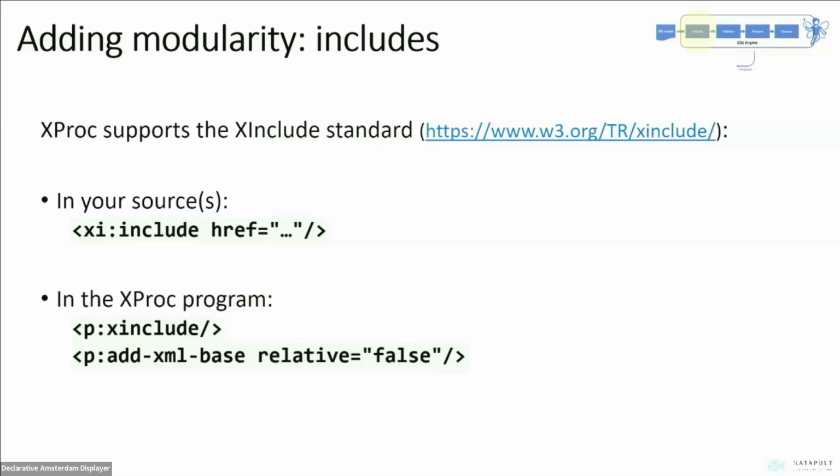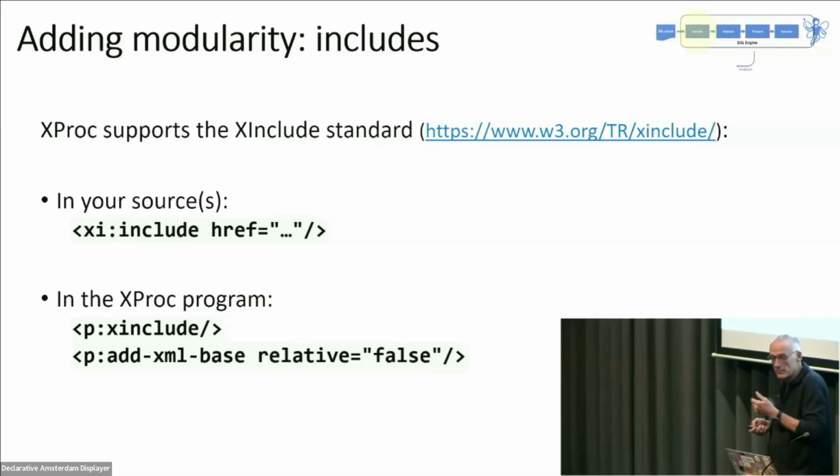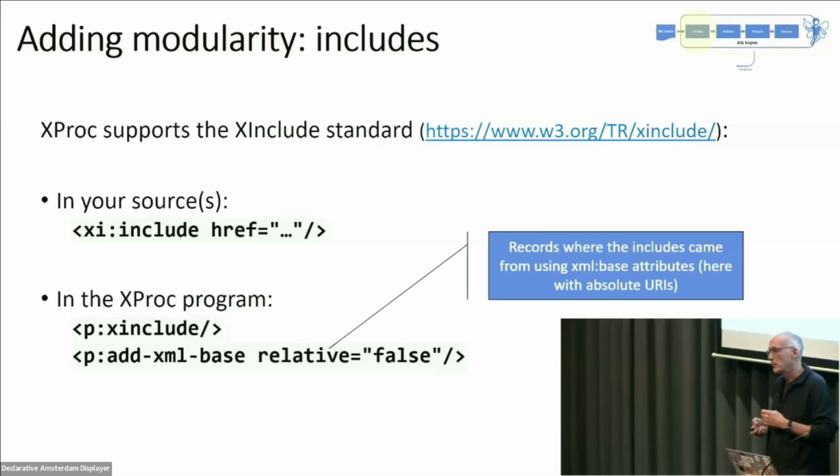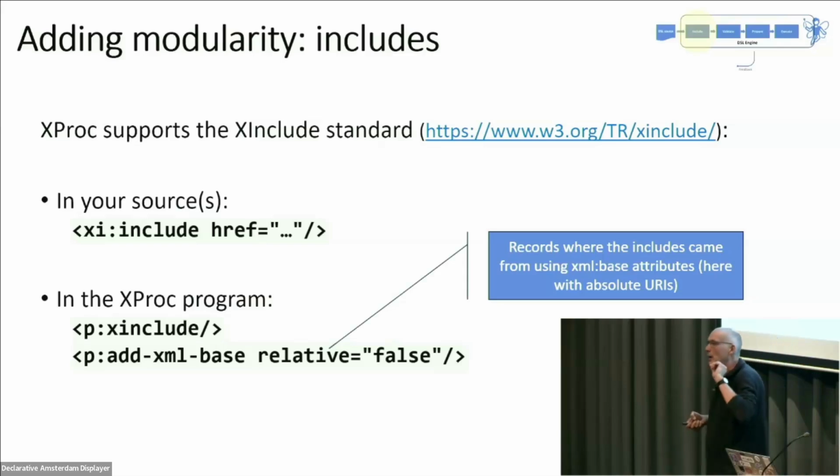And after that, as an advice, please do a pipe XML base, because what that does, it records where all the files came from in XML base attributes, which is kind of handy. We'll get back to that later.